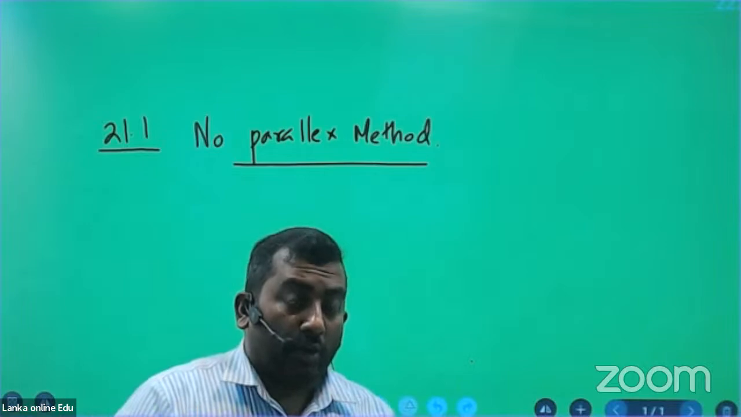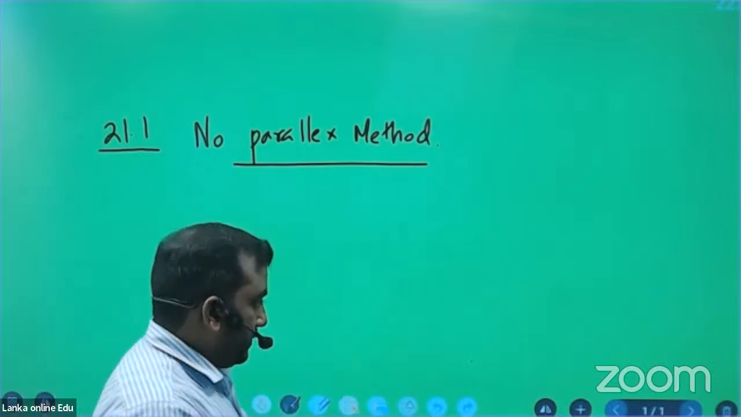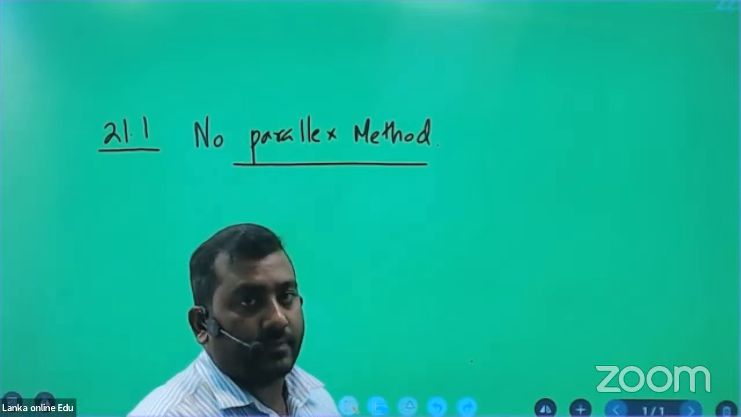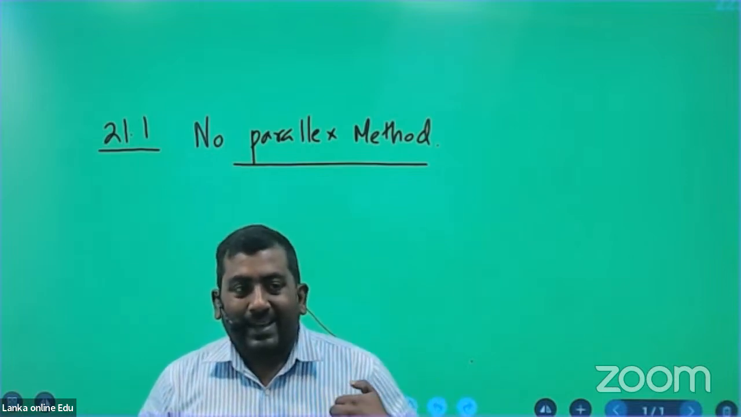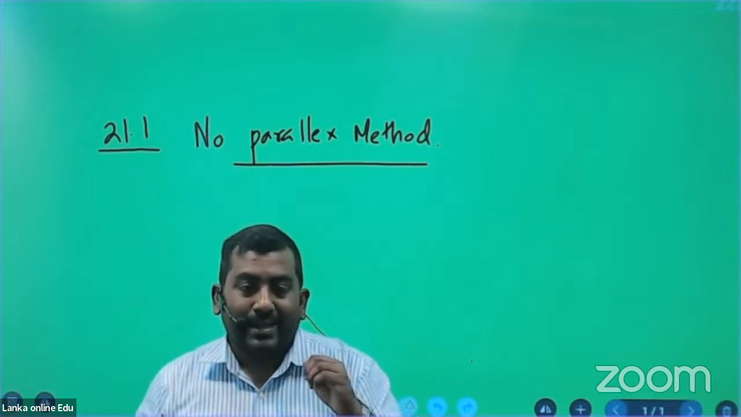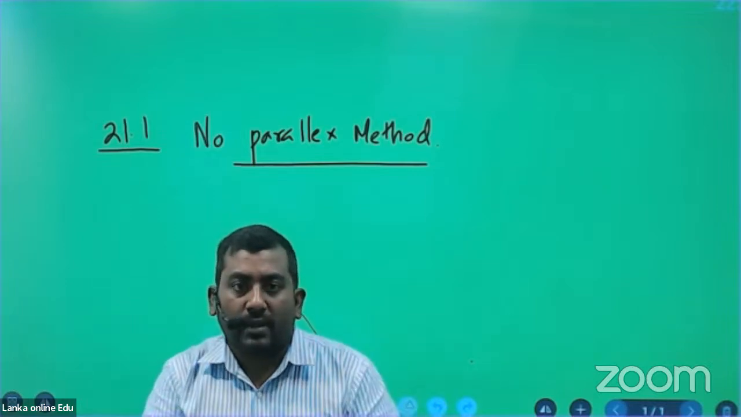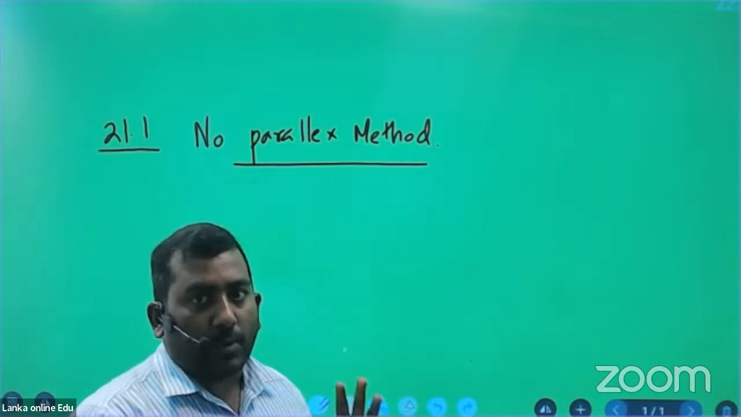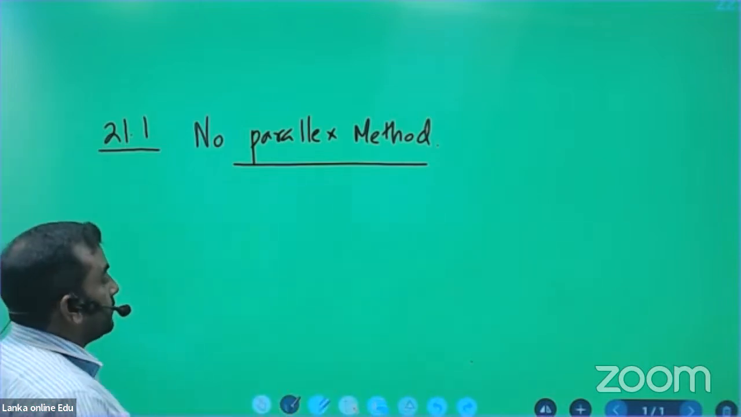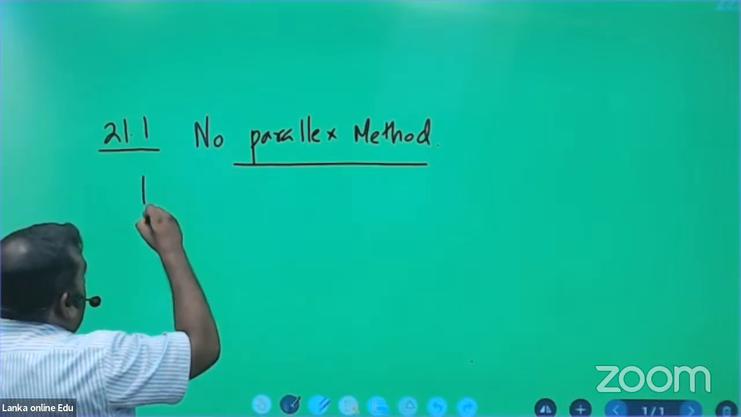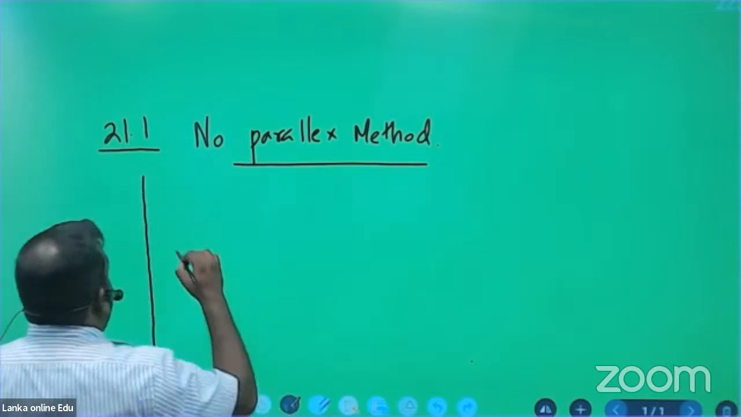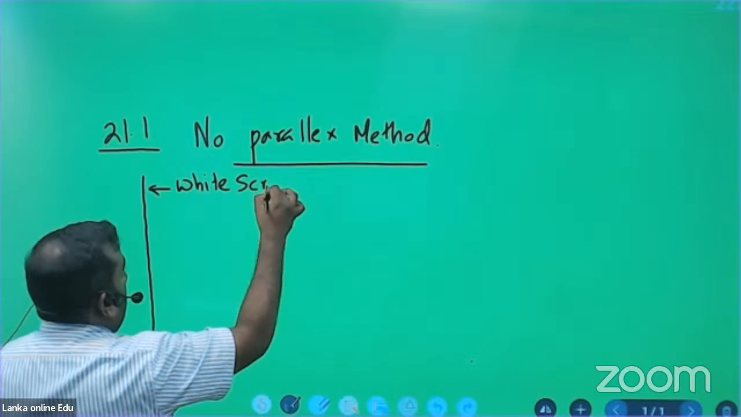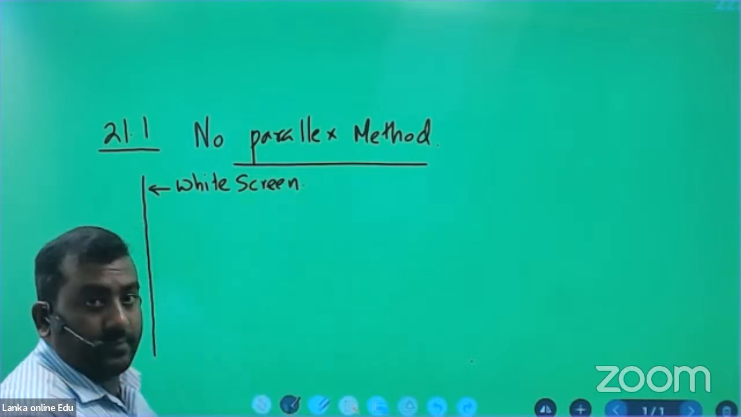Right. Now drop your pens. Carefully observe. Before you do this experiment, you must find the approximate focal length. What do you mean by finding the approximate focal length? Listen carefully. We have a white screen here.